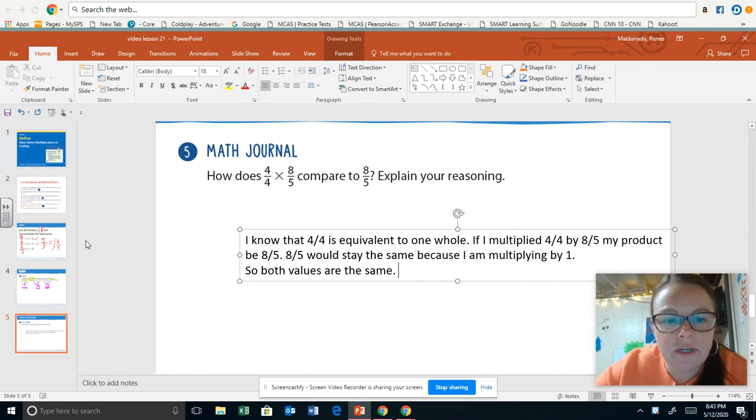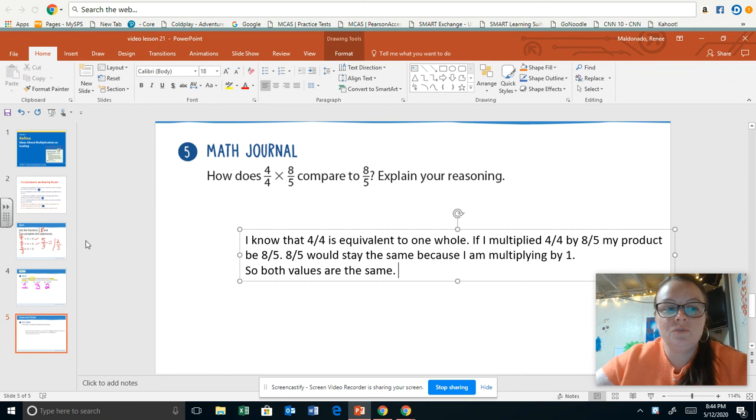I'm just going to go back and reread it. How does 4/4 times 8/5 compare to 8/5? Explain your reasoning. I know that 4/4 is equivalent to 1 whole. So if I multiplied 4/4 by 8/5, my product would be 8/5. 8/5 would be the same because I'm multiplying by 1. So both values are the same. Okay? My product wouldn't increase, it wouldn't decrease, it stays the same.